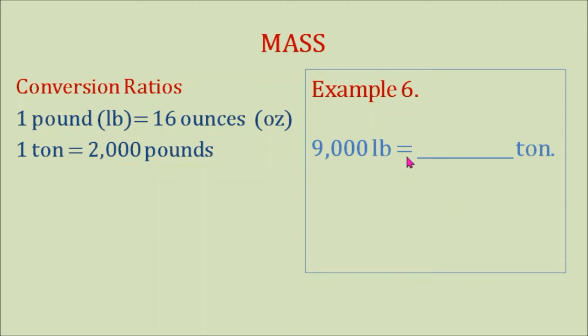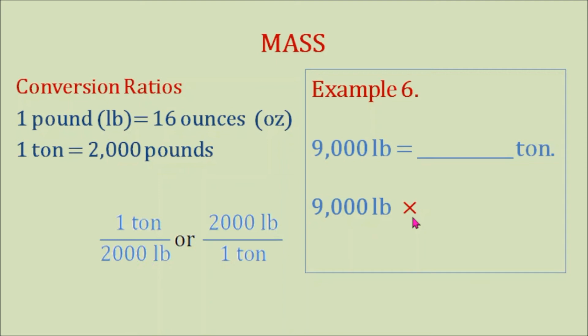9,000 pounds equals how many tons? Again, we are going to copy down the unit that we are going to convert, and that's 9,000 pounds. Then we are going to multiply it by a conversion factor. We have two choices, 1 ton over 2,000 pounds or 2,000 pounds over 1 ton. And we need the one that has pound on the denominator to cancel out pound. And that's the first one.